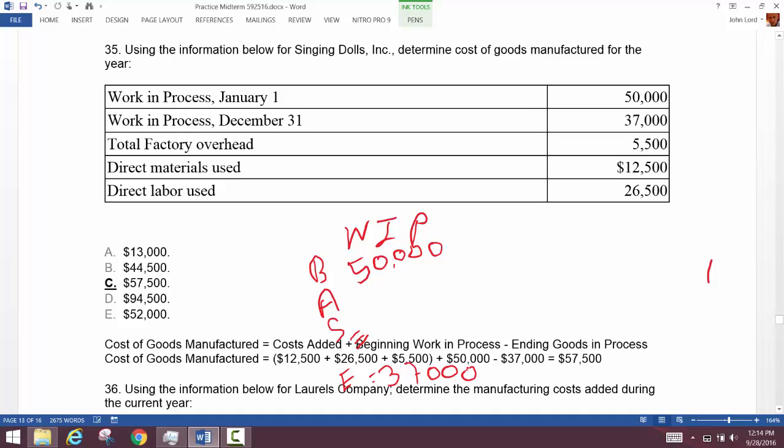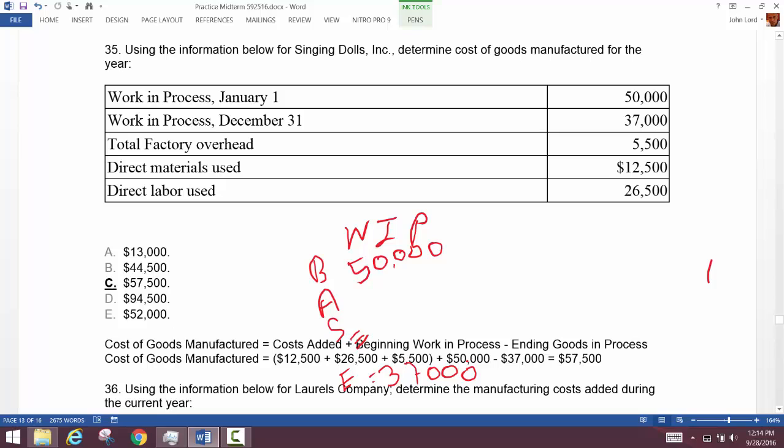Okay, good. Now the adds to work in progress are what? Look at me. What are the adds to work in progress? What things do we add to work in progress? List me the items. Factory overhead, good. Then direct material, good. Then direct labor. Factory overhead and materials, right? You said it? Okay, good.